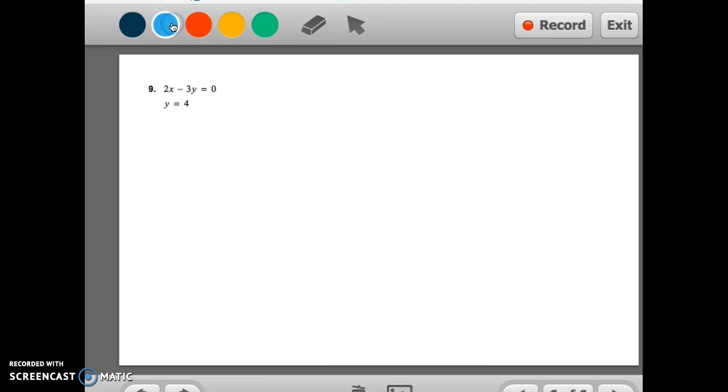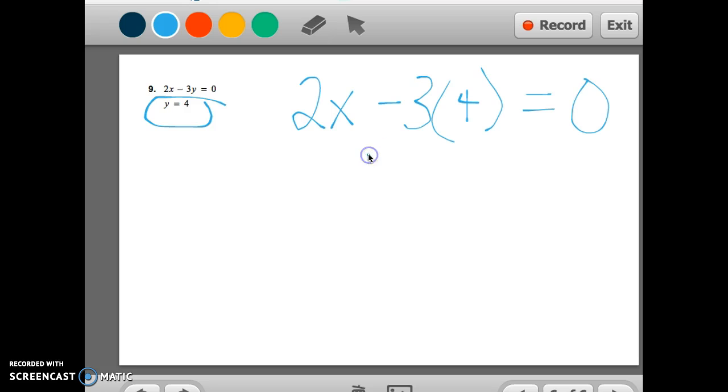Okay, good, an easy one. Y equals 4, that one's already done for us. We don't even need to solve for y since they gave it to us. And now we just plug it in. 2x minus 3 times 4 equals 0. Well, this is just 12. This is a minus 12, so to get it over to the other side, I'm just going to add 12 to both sides. Does that make sense? And then that cancels, and I just get 2x equals 12, so x equals 6.